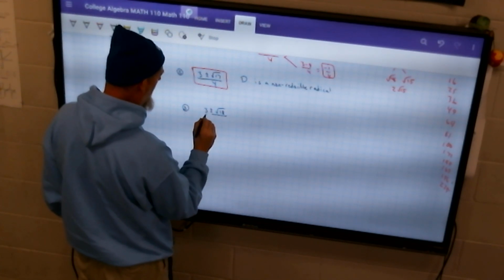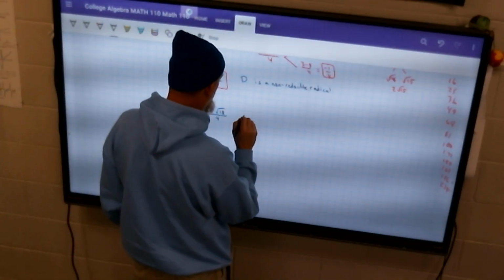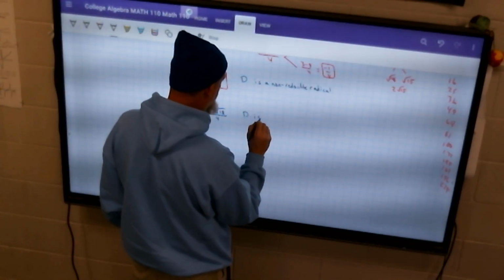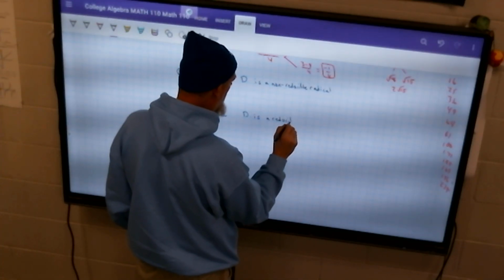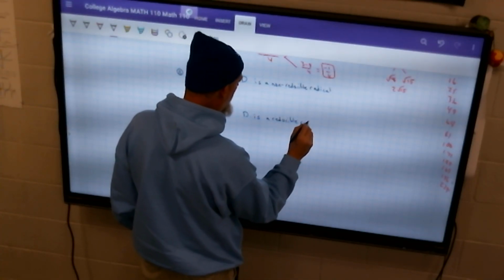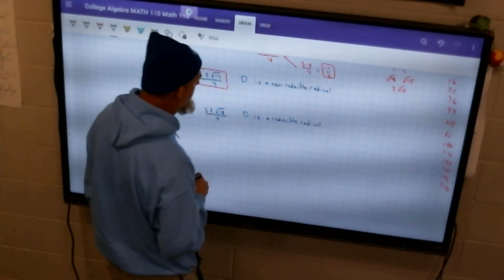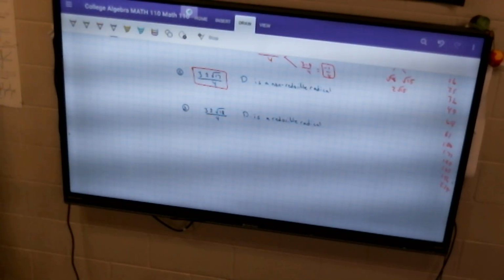Okay? So then number 3 would be something like 3 plus or minus the square root of 18 over 4. In this case, the discriminant is a reducible radical. So I can take that square root of 18 and I can break that down. I have a perfect square that goes into it.